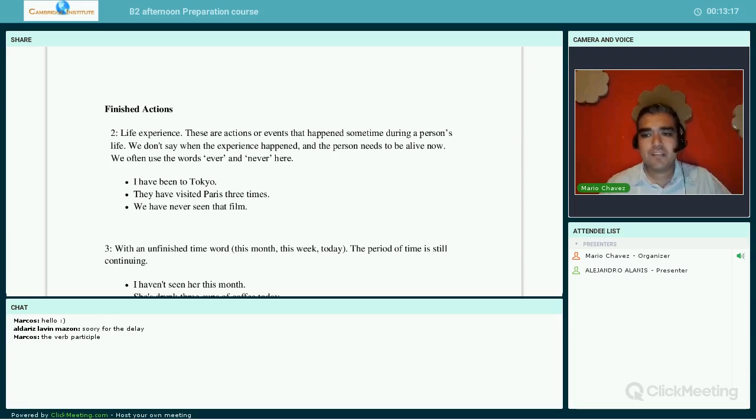Second use, finished actions. Life experience. These are actions or events that happen sometime during a person's life. We don't say when the experience happened, and the person needs to be alive now. We often use words ever and never here, right? Like for example, I have been to Tokyo. They have visited Paris 3 times. We have never seen that film. So it's for life experience. Okay, it's an experience we have had in a lifetime period, right?